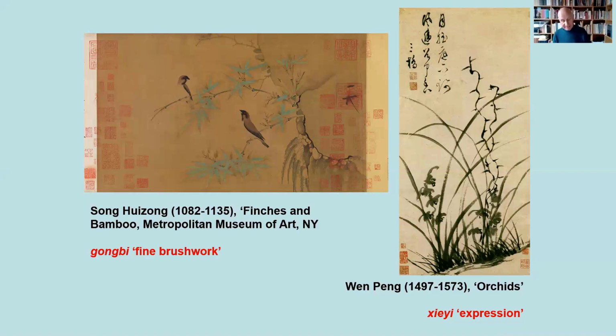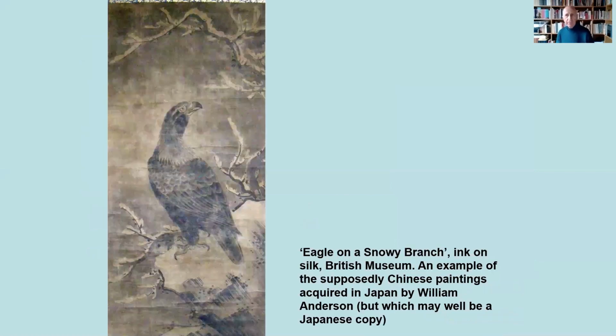In 1886, William Anderson published his descriptive and historical catalogue of a collection of Chinese and Japanese paintings in the British Museum, listing the works of both traditions which he'd acquired during a long residence in Japan. He never actually visited China, and which he presented to the museum.